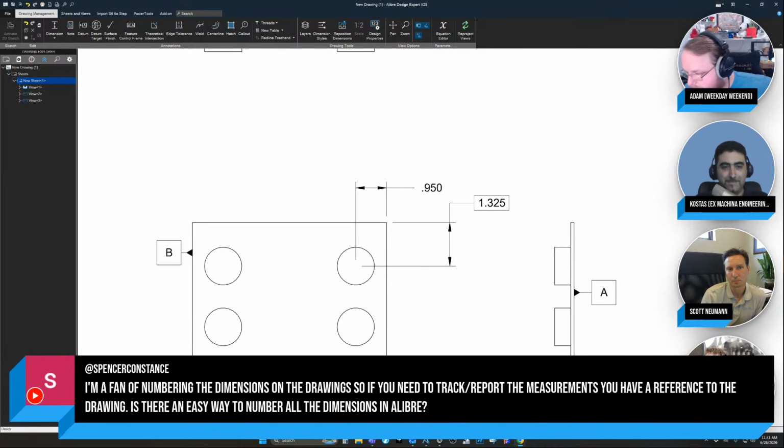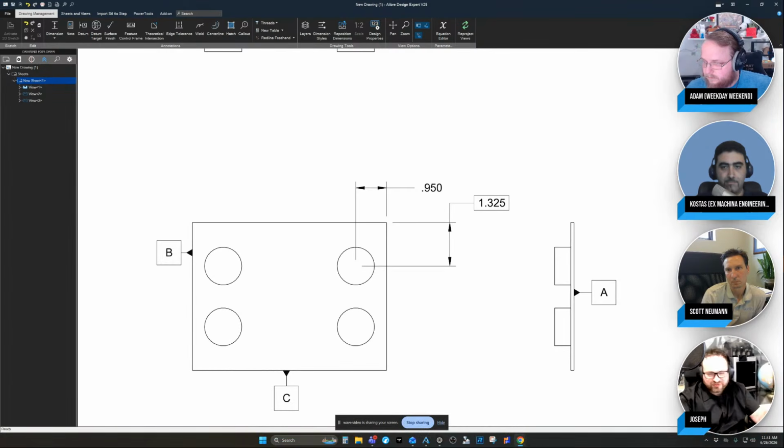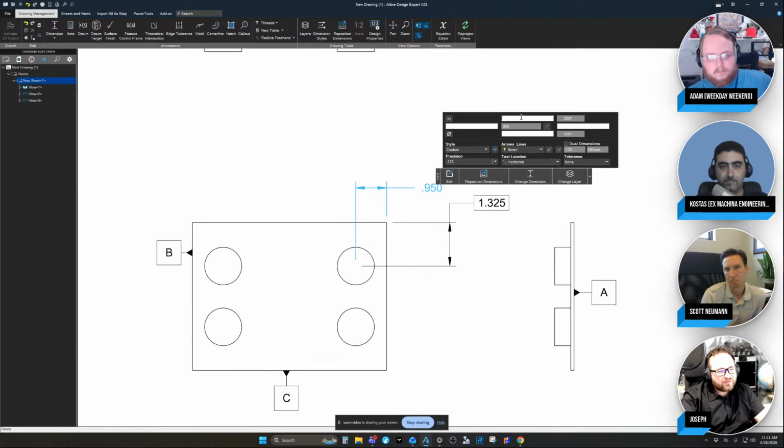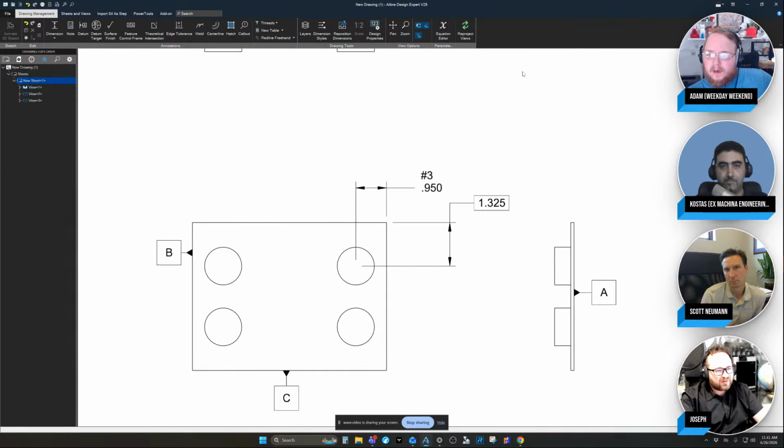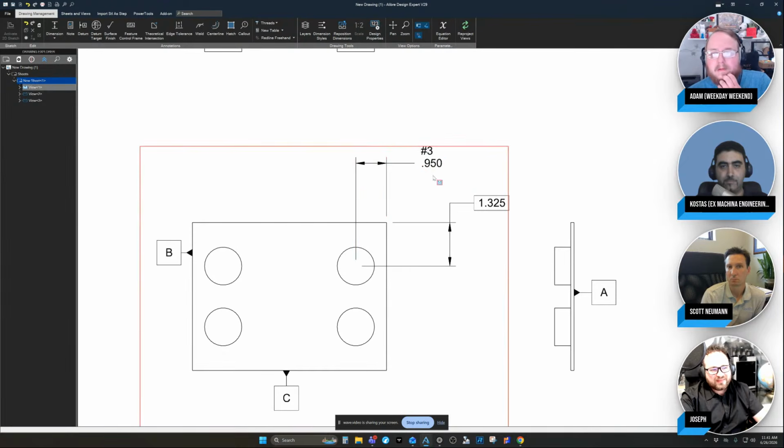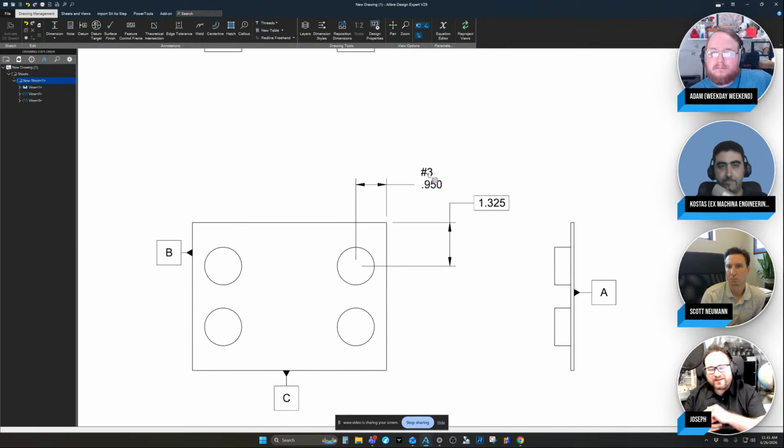This is a very interesting one. I'm a fan of numbering dimensions on drawings, so if you need to track and report measurements, you have the reference to the drawing. Is there an easy way to number all the dimensions in Alibre? I don't believe we have a native purpose-built feature that would sequentially and automatically provide numbers. We can, of course, come over here and add numbers above or below, which you probably already know. So that's an option. But if you'd like to see that, please go to the home screen and submit a request for a new feature. I'd love to have that documented because I love that idea as well.